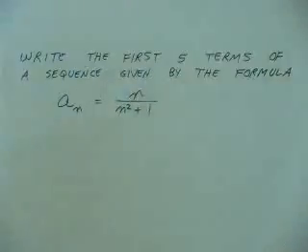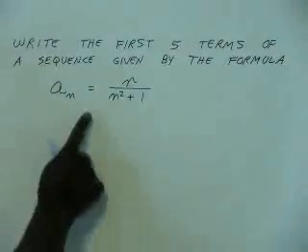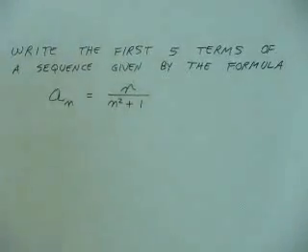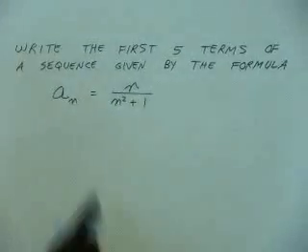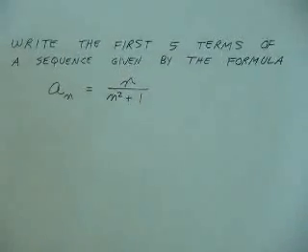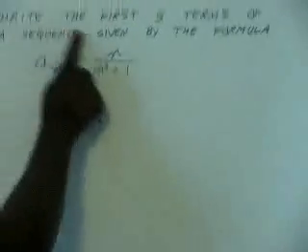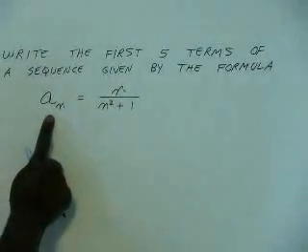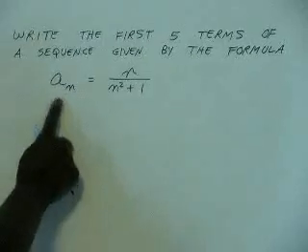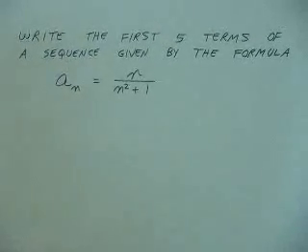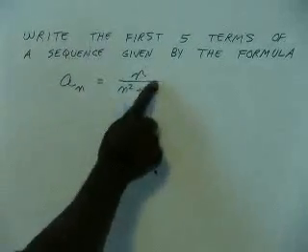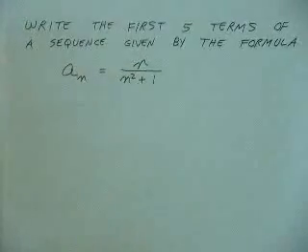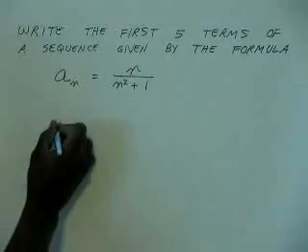The last problem we're going to look at, we have a sequence that is neither arithmetic nor geometric, but it does have a formula, and what we want to do is this. Write the first 5 terms of the sequence given by the formula, where a sub n represents the general nth term, and a sub n is equal to n over n squared plus 1. So the first 5 terms.